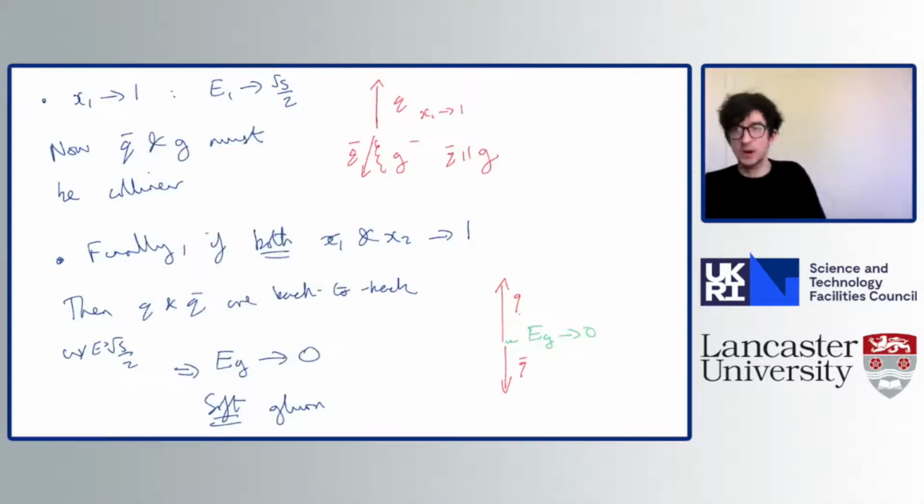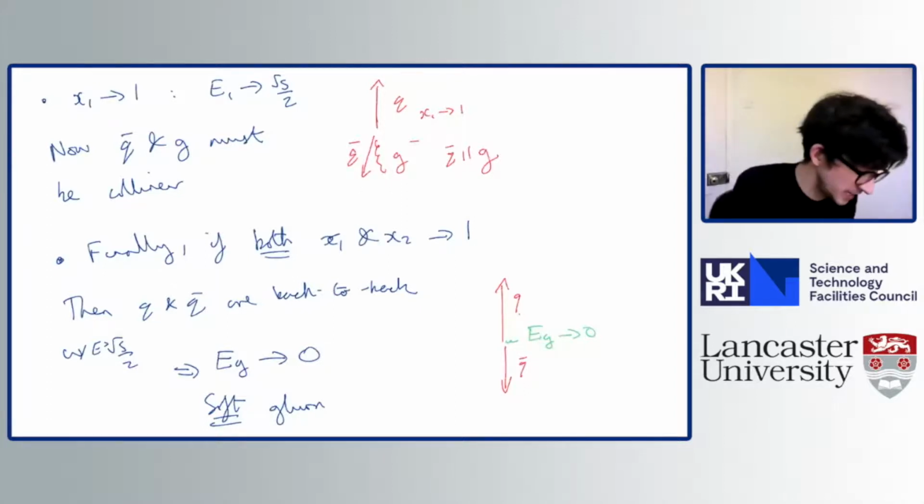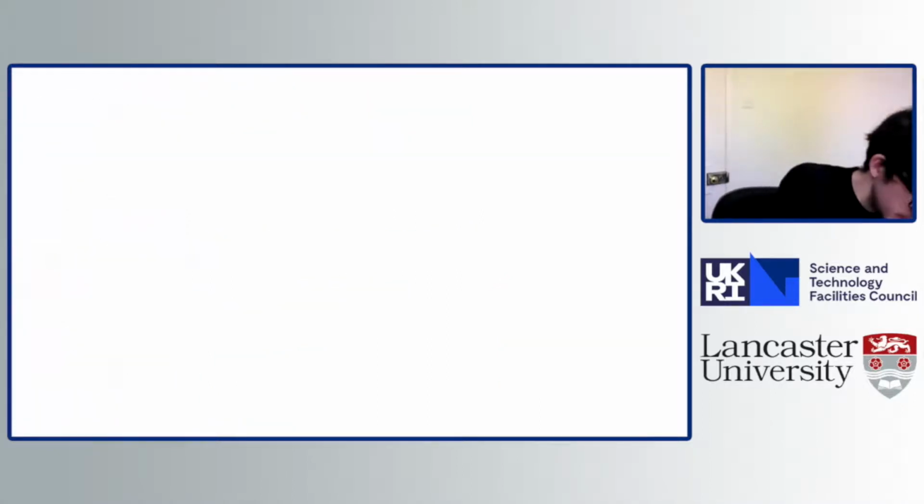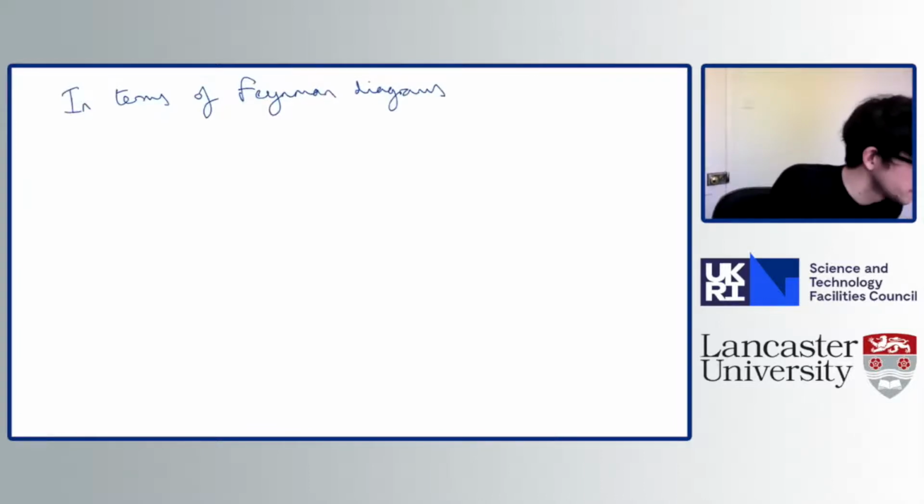Okay, so that's where we expect this to happen. So why is it happening? And when I say why, fundamentally all I've done here is calculate something from a Feynman diagram. So one should be able to point to something in the Feynman diagram and say, this is why it's happening. And indeed you can. So let's do that. So in terms of Feynman diagrams, where is this coming from?